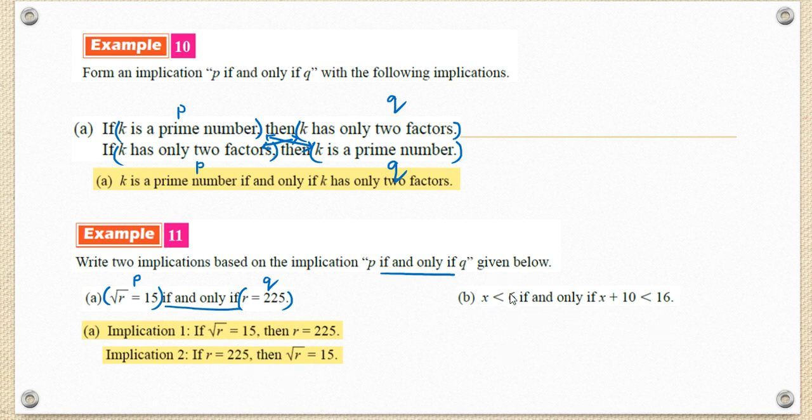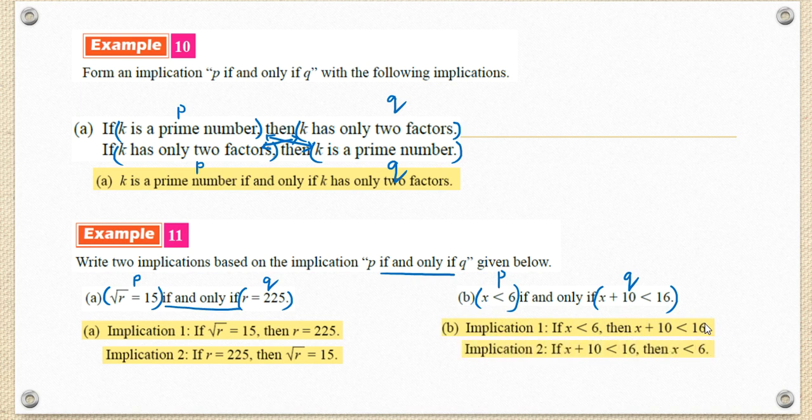Okay, the next one. You also see this phrase if and only if. So you quickly bracket the statement in front: x less than 6 if and only if x plus 10 less than 16. This is your P, this is your Q. So you write down two implications. First one, if x less than 6, then x plus 10 less than 16. Second, if x plus 10 less than 16, then x less than 6.